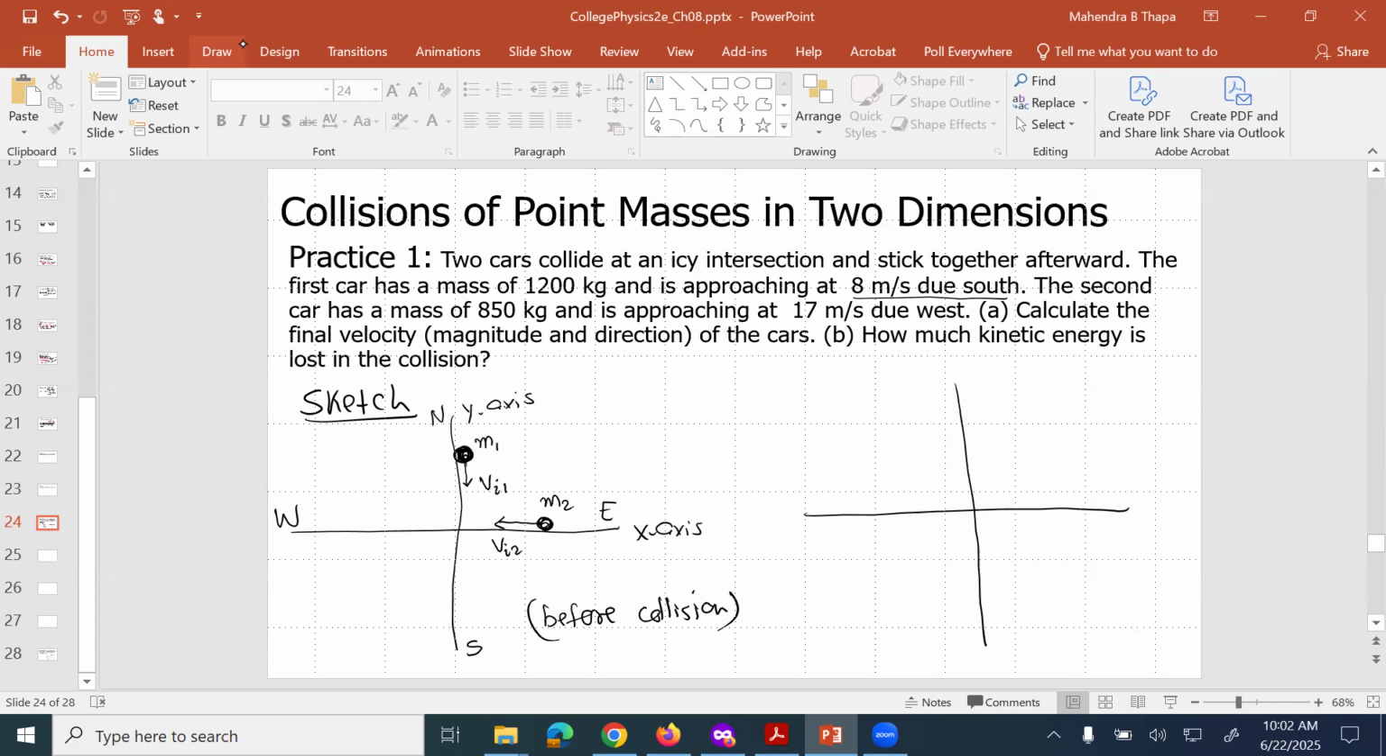After collision, according to the question, they stick together. So let's assume after collision, they combine m1 and m2 and move with a common velocity v, and say the angle with the x-axis is theta. So this is the case after collision.